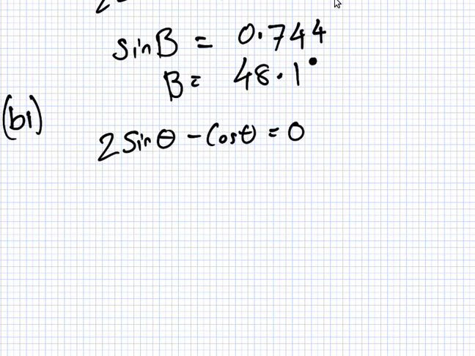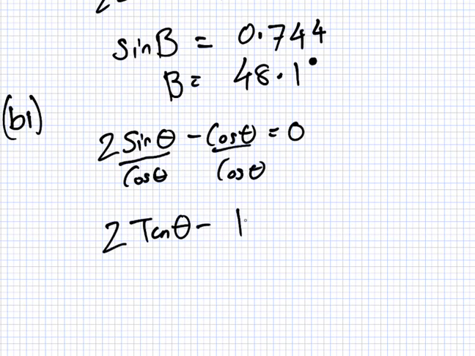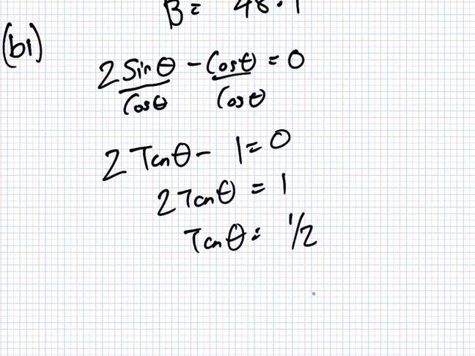Change cos to? No, not here because they're not squares. How do I get tan into this now? Divide everything by cos theta. Then you get sine over cosine, and this becomes tan. 2 tan theta minus 1 equals 0. 2 tan theta equals 1. Tan theta equals 1 over 2. How many answers here? 2 answers.